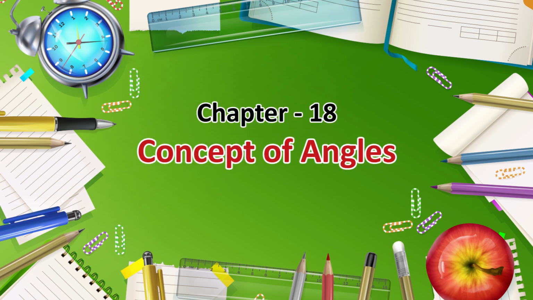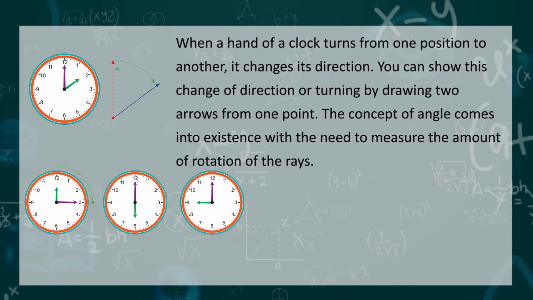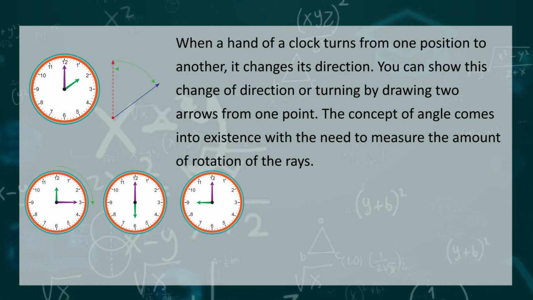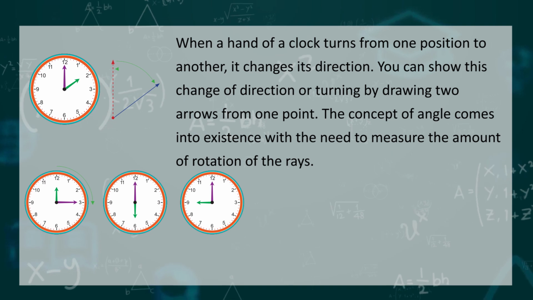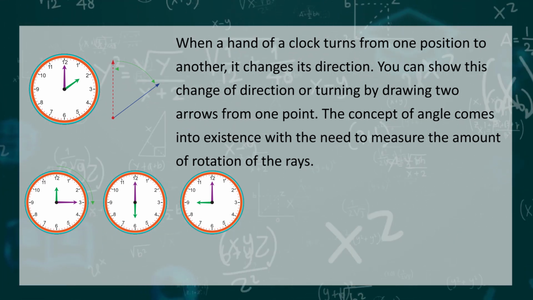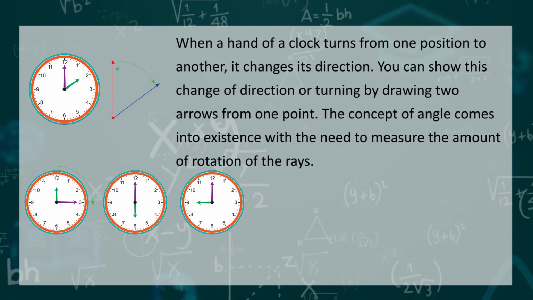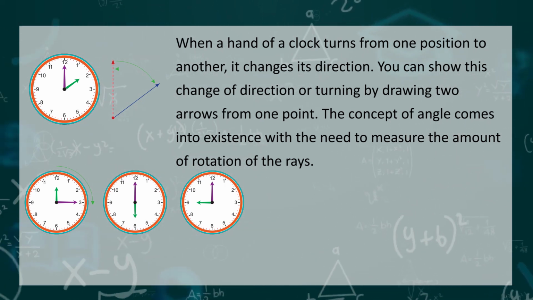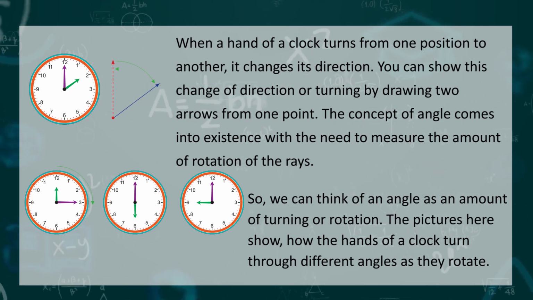Chapter 18, Concept of Angles. When a hand of a clock turns from one position to another, it changes its direction. You can show this change of direction or turning by drawing two arrows from one point. The concept of angles comes into existence with the need to measure the amount of rotation of the rays. So we can think of an angle as an amount of turning or rotation.